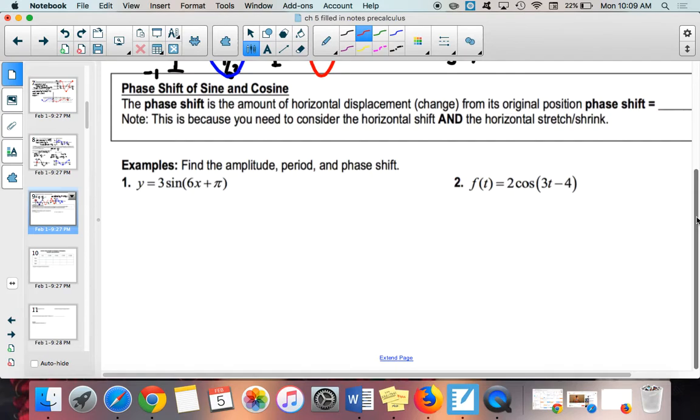All right, so find the amplitude, period, and phase shift. It doesn't say to graph here, we're just finding them. So what do we think? What do we notice about the parenthesis part? We have 6x plus pi. Do you guys remember what we need to do in that situation? We have 2 horizontal transformations, so we have to factor.